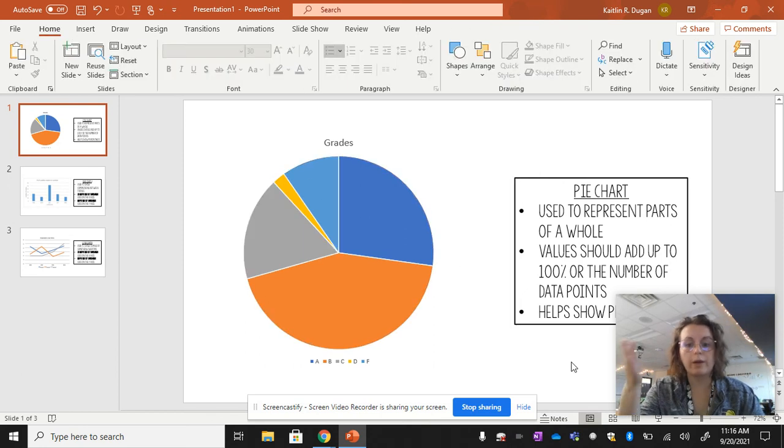So when you have a pie chart, again, you want to make sure that it is used to represent parts of a whole. You have a whole group and you're showing how it's getting divided. They should always add up to 100% or the number of data points that you have, and it really helps to show percentages also.